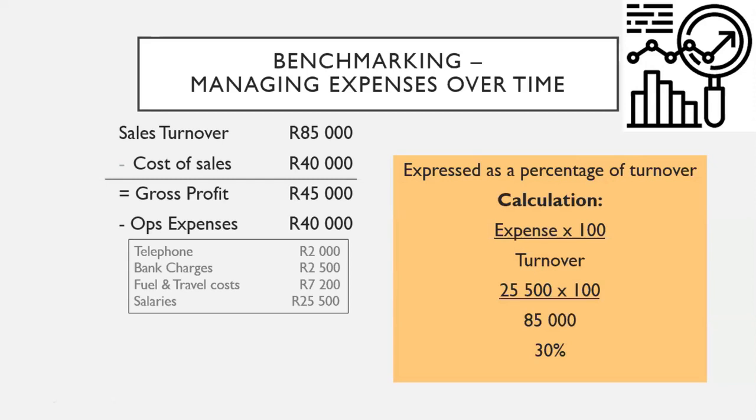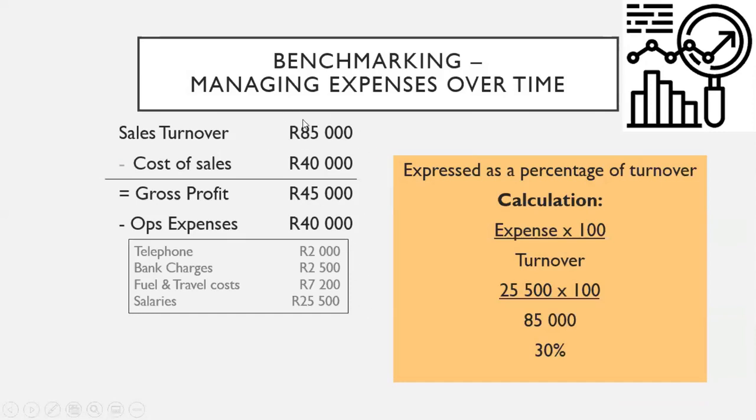And I'll explain what I mean by that in a minute. How we do benchmarking is we express our expenses as a percentage of turnover. And how you make that calculation is you take the expense times 100 divided by your turnover. So we're always looking at what piece of the pie each of these things is taking.